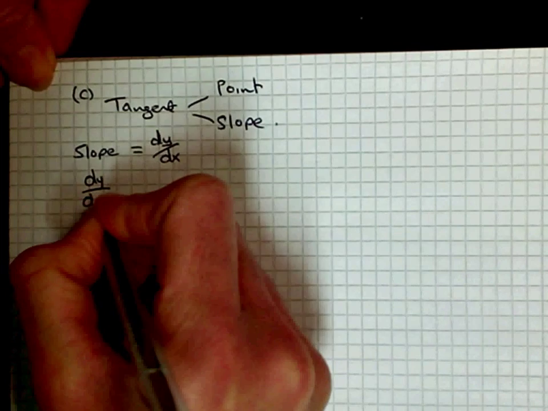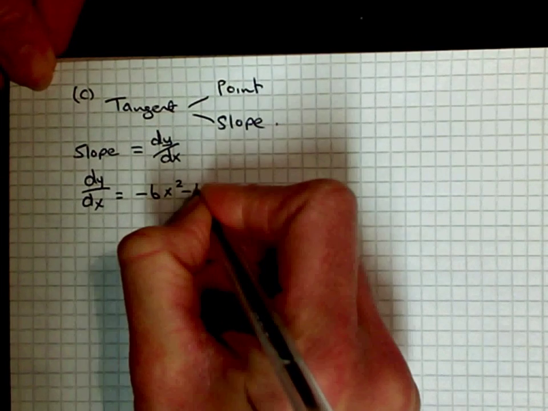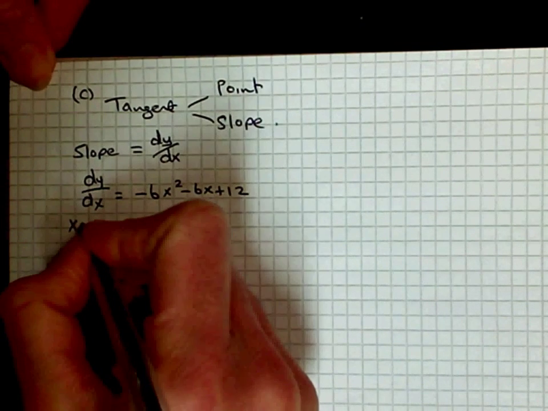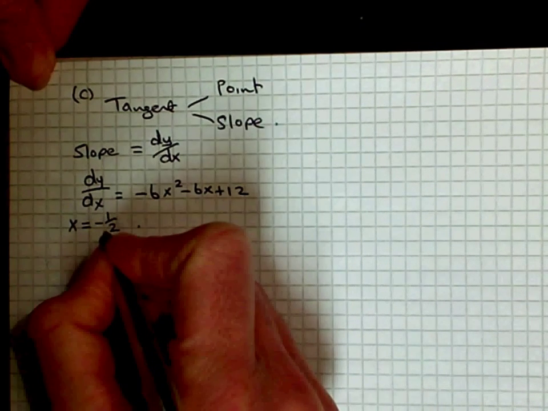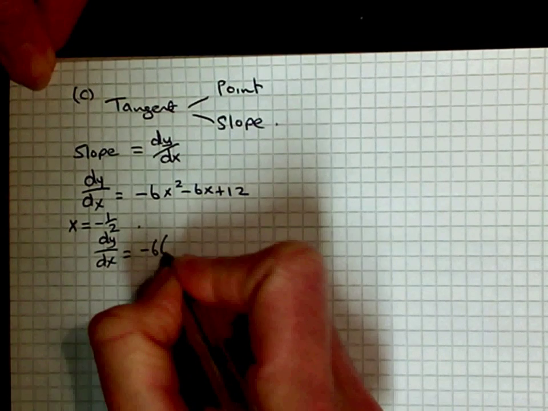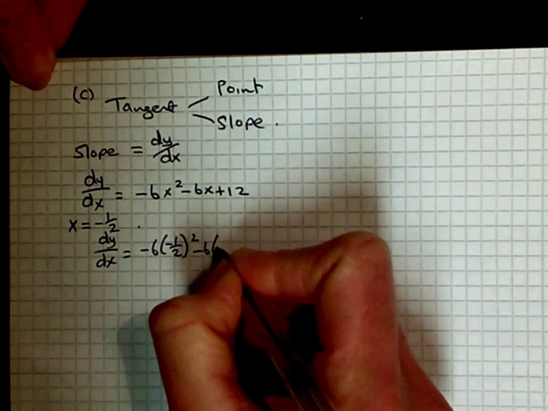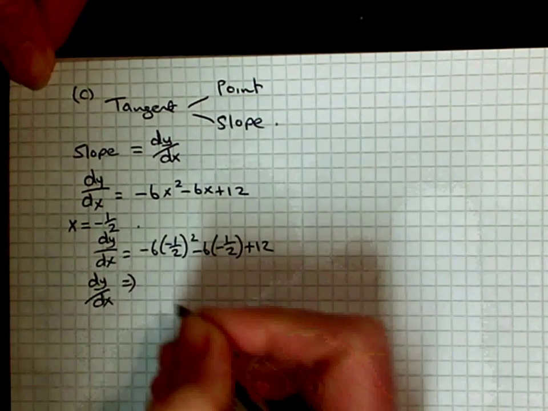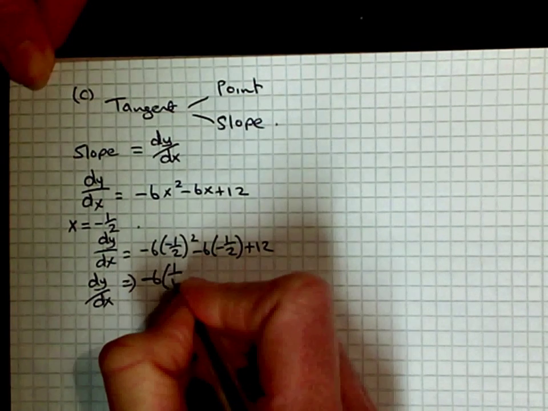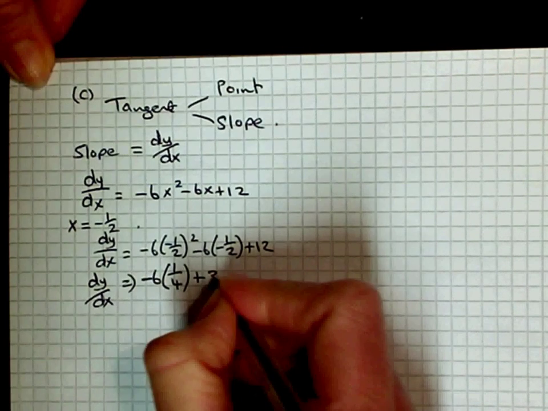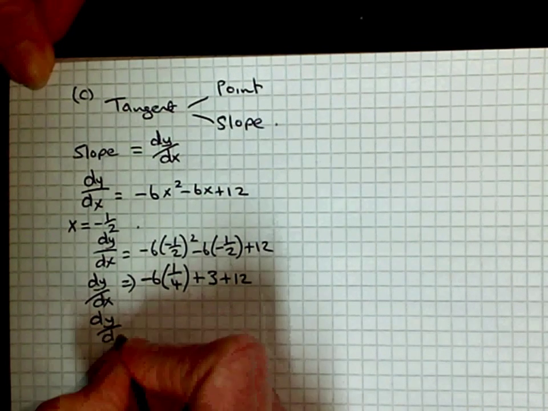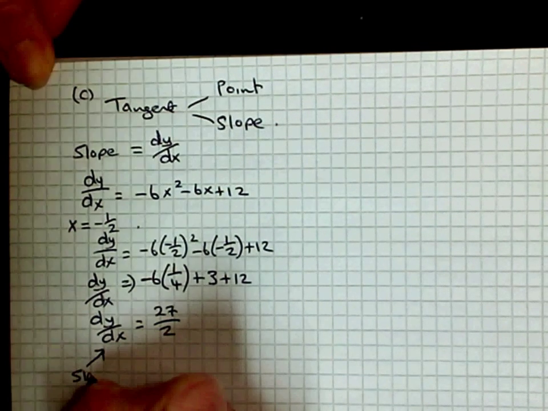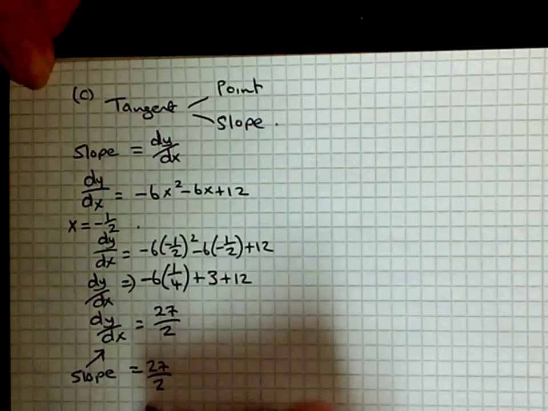We already know that dy dx is equal to minus 6x squared minus 6x plus 12, okay? And we know that our x value is x is equal to minus a half. So to find our slope, dy dx is equal to minus 6 by minus a half, all squared, minus 6 by minus a half plus 12. And we find that our slope is going to be minus 6 by a quarter, and then that's going to be plus 3 plus 12. So dy dx is going to be 27 over 2. And remember, dy dx is the slope. So the slope of our line is going to be 27 over 2.